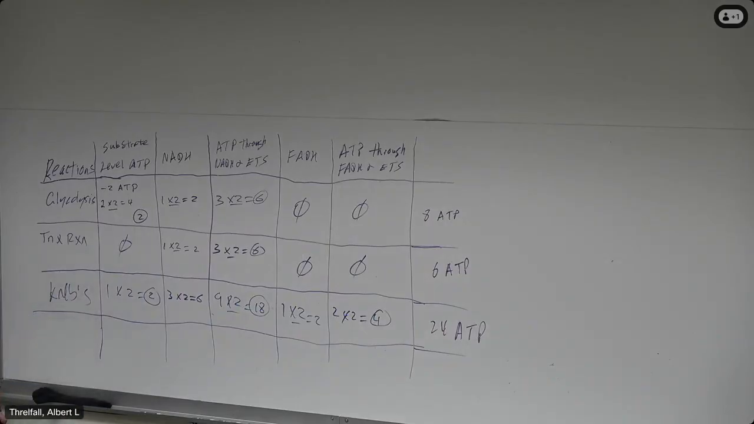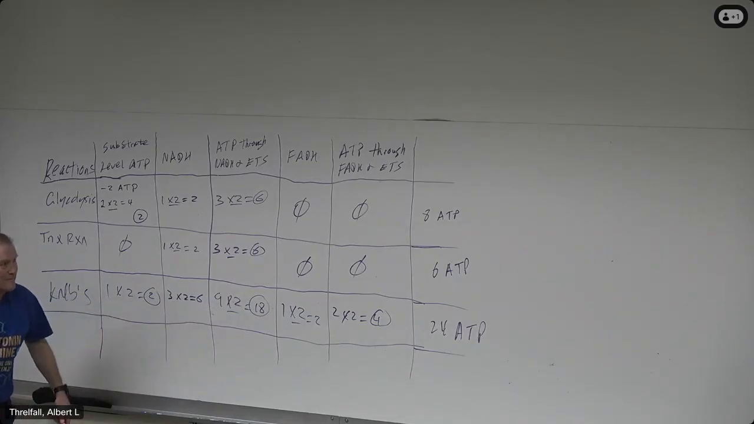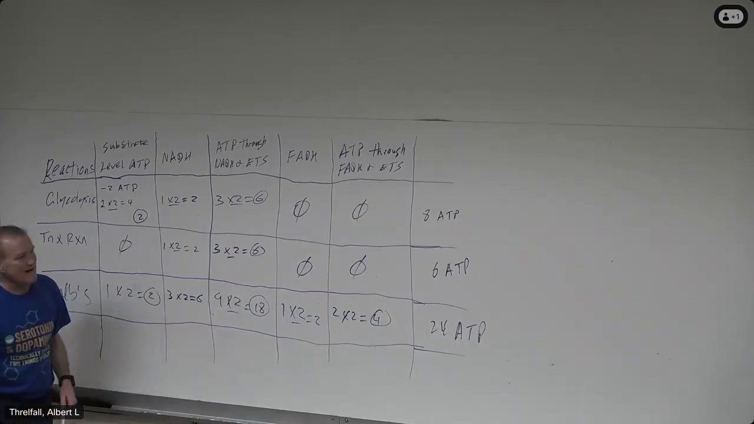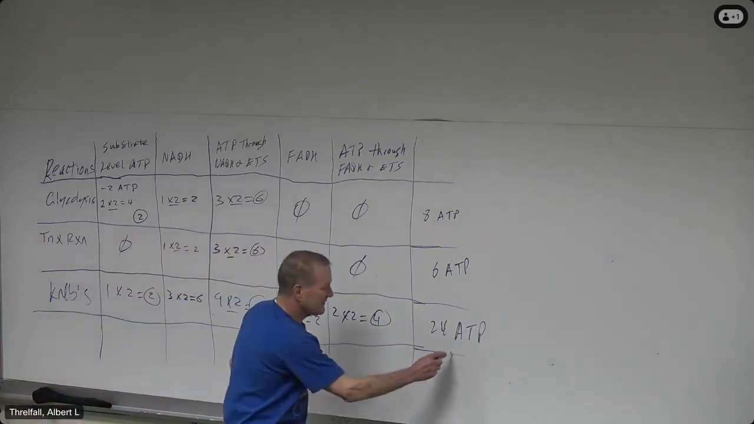Another thing we can see is that most of the ATP from a molecule of glucose not only comes from the Krebs cycle, but comes from NADH produced in the Krebs cycle. Now, if we add that up, 24 and 6, that's 30, plus 8, that's 38.